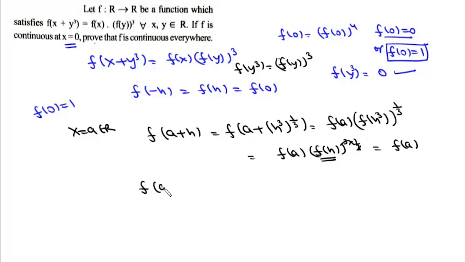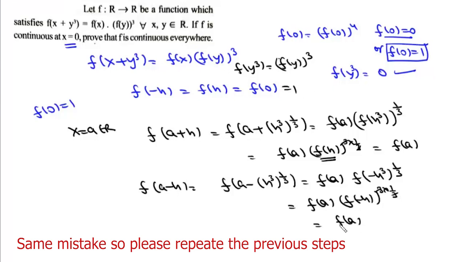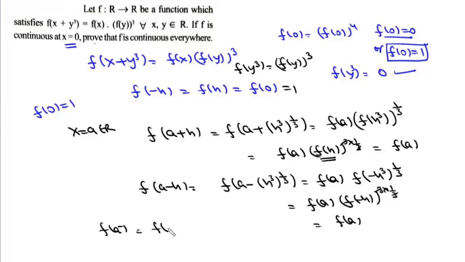In the same way, if we write f(a minus h), it will be f(a minus h cubed to the power 1 by 3). So it is f(a) and then f(minus h cubed) to the power 1 by 3. Using the same logic, we can write f(a) and this is f(minus h) cubed to the power 1 by 3, and f(minus h) is f(0), and f(0) we have taken as 1. So this is also equal to f(a). So in this case, f(a) negative is equal to f(a) positive and they are equal to f(a). So this function is continuous everywhere.